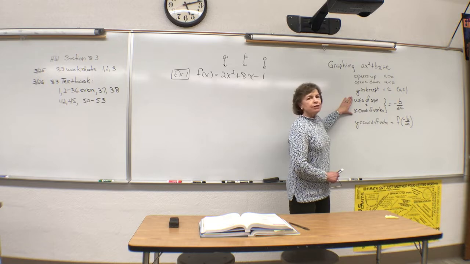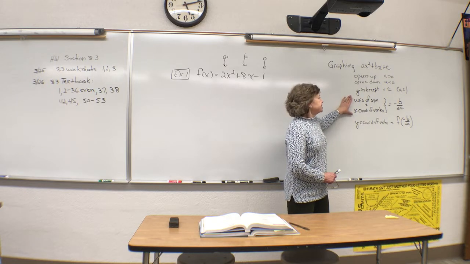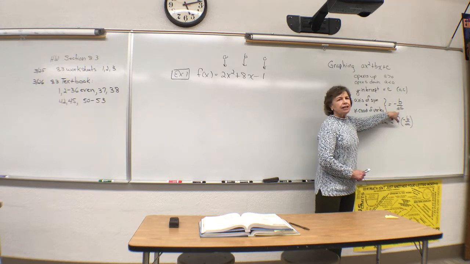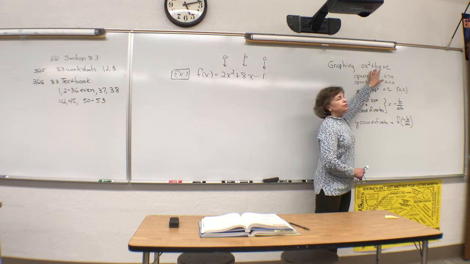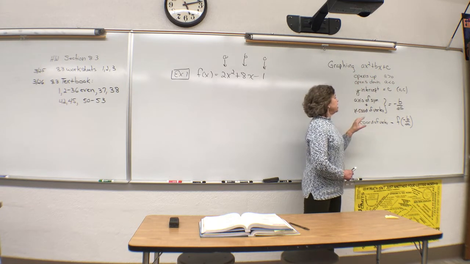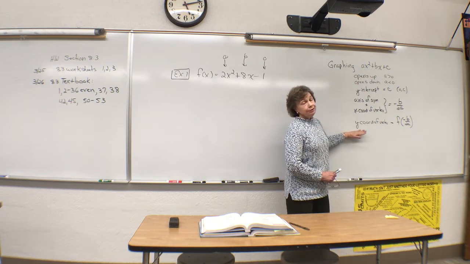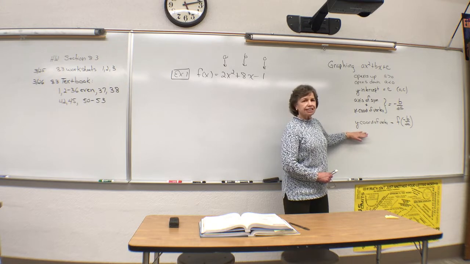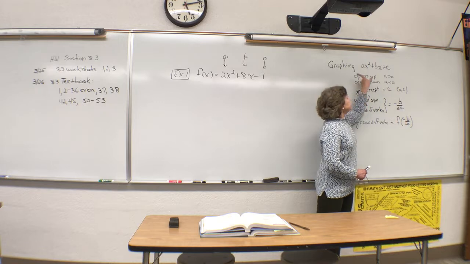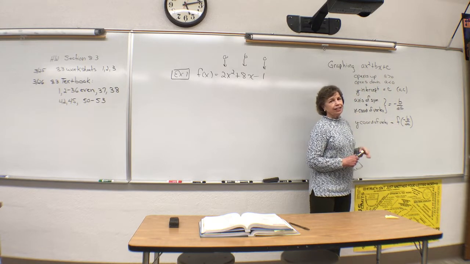The axis of symmetry, which is the same thing as the x-coordinate of the vertex, is at negative b over 2a. b is the coefficient of the middle term, and a is the leading coefficient. If I need to find the y-coordinate of the vertex, we find that by substituting that value into our equation and solving.